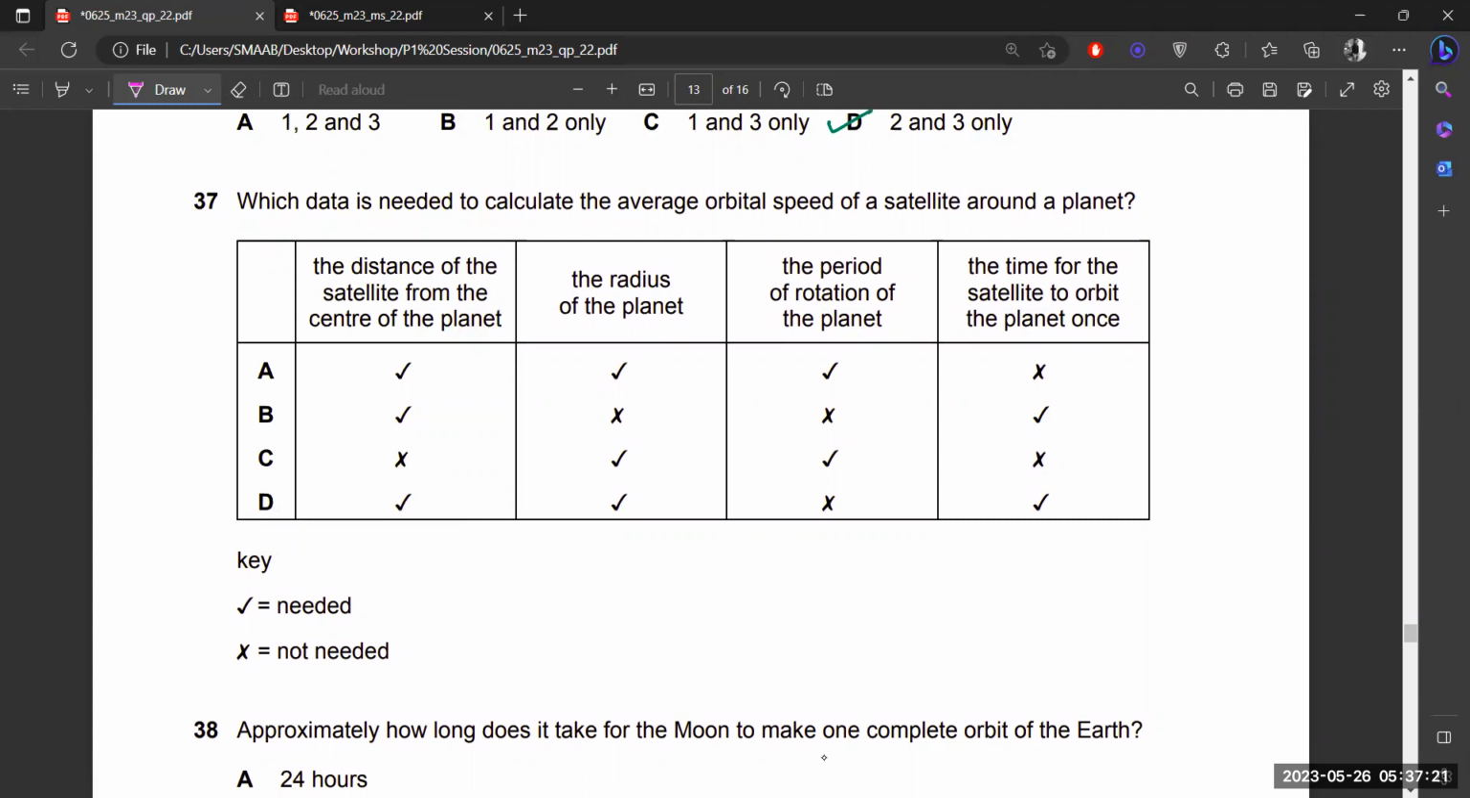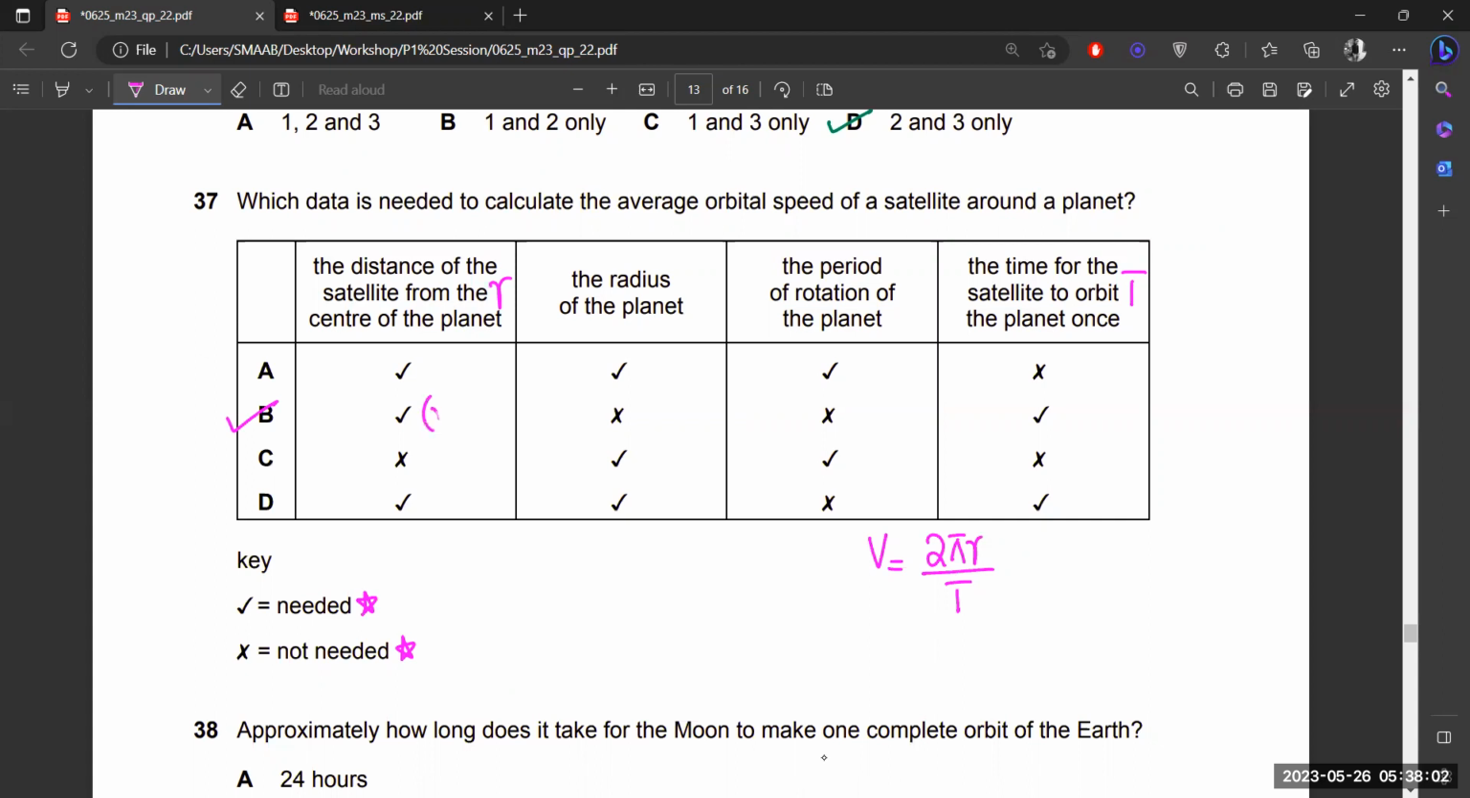Average orbital speed. The formula is 2 pi r over the time required to complete one complete rotation around the orbit of any specific planet. R is the distance between the two bodies and T is the time for the satellite to orbit around the planet. So basically this is capital T and this is R. Otherwise 2 pi are constants. So we just need to know about R and T. Needed means a tick and not needed means cross. So B is the right choice.